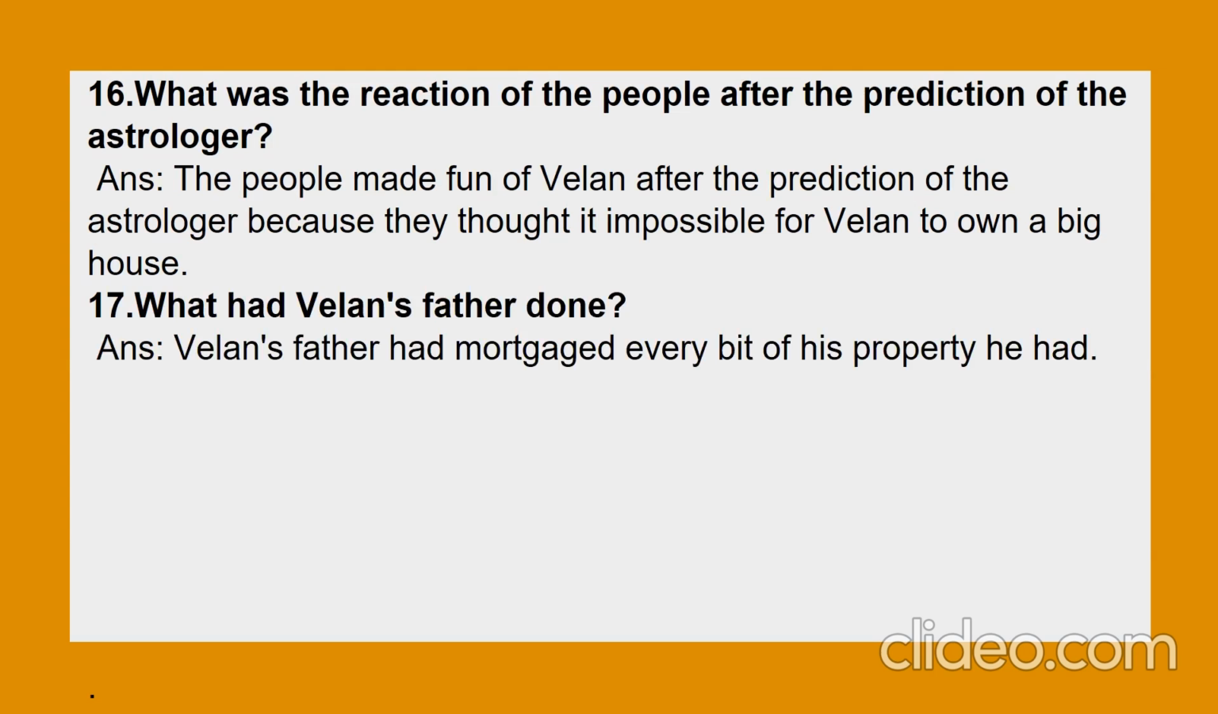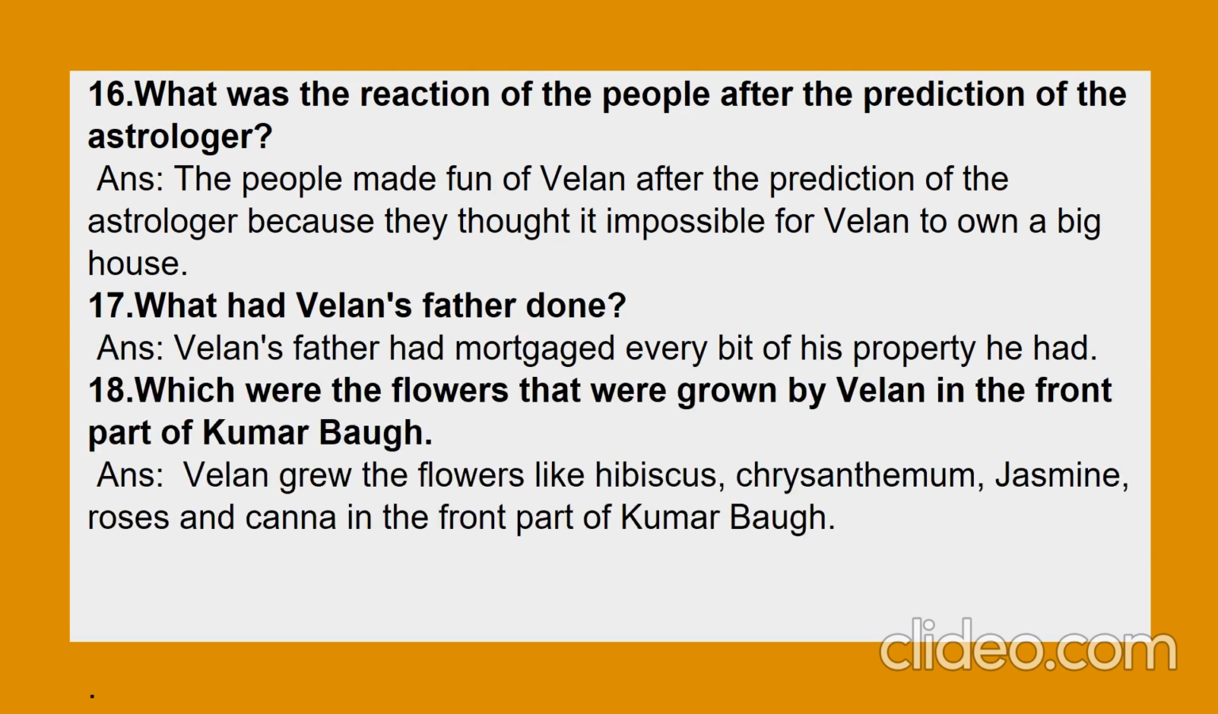What had Velen's father done? Velen's father had mortgaged every bit of the property he had. Which were the flowers that were grown by Velen in the front part of the Kumar Bog? So again, hibiscus, jasmine, roses, canna. These were the flowers.